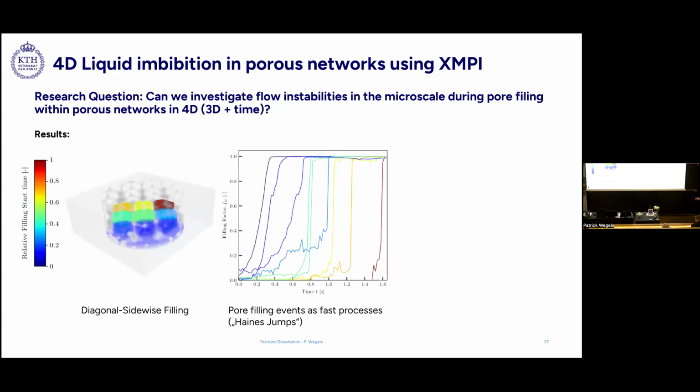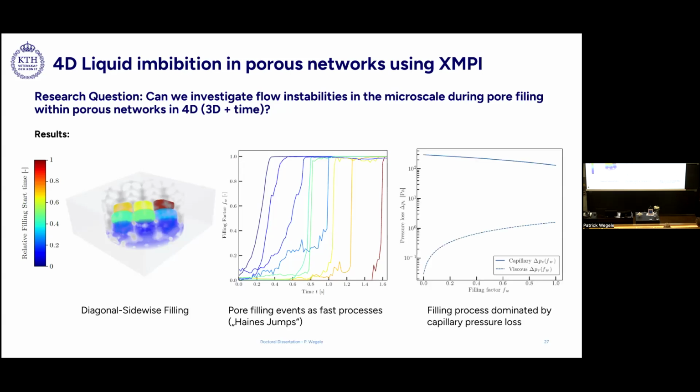You can also plot the pore filling factor as a function of time, basically also highlighting similar effects, but you can see that the pore filling as such is not a continuous process, it's more a jump process, a very fast process, which is a so-called Haines jump, which is frequently reported in literature during filling or drainage of porous media. Having these data, we can then also calculate viscous and capillary pressure losses during this jump process and see that the Haines jump as such is dominated by capillary pressure loss, which aligns with results in literature.